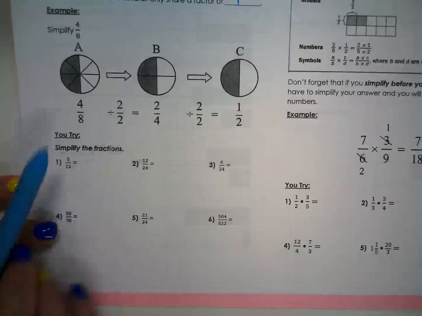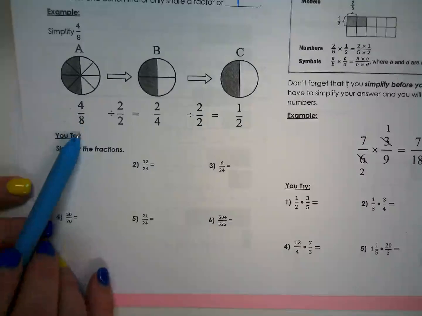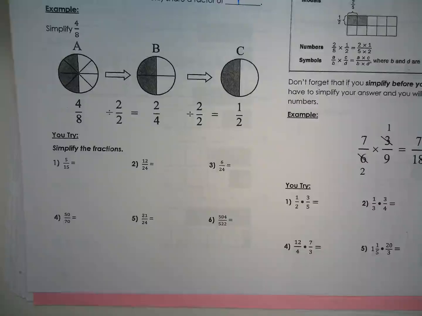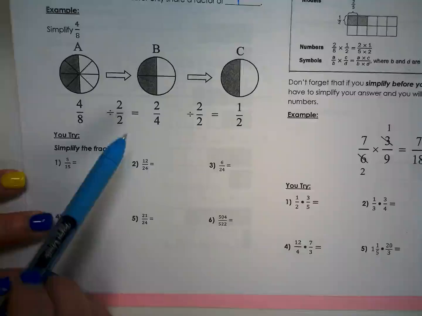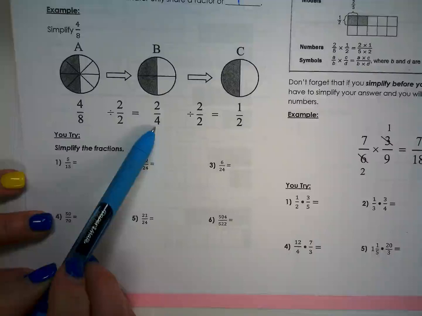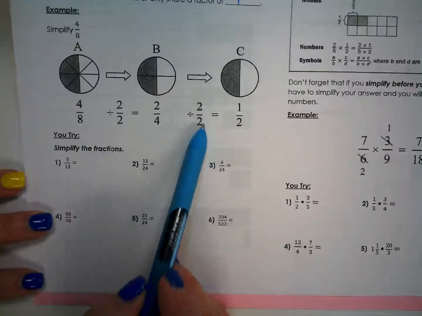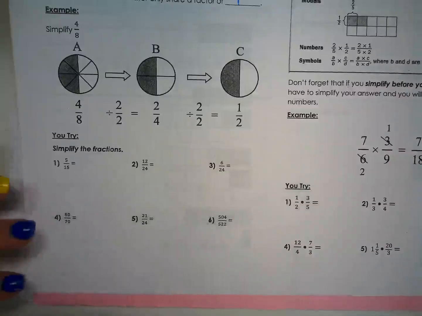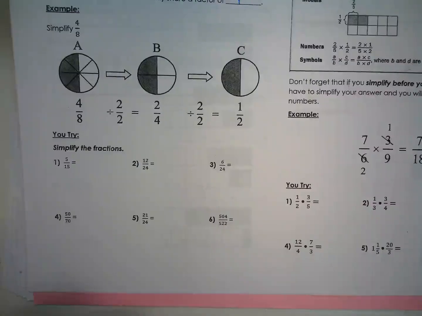So real quickly, just to see how we do that, if I have 4/8, and you can see this on your paper, it might be a little bit more clear. If I divide the top and the bottom by their common factor of 2, I get 2/4. And then there's still a common factor of 2, so I can keep going until I only have a common factor of 1.